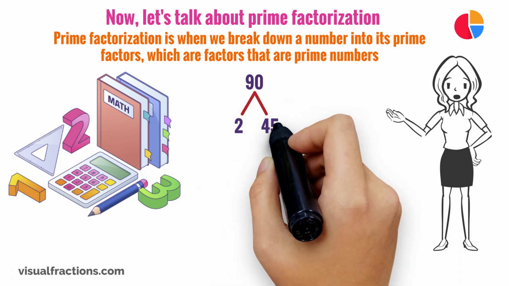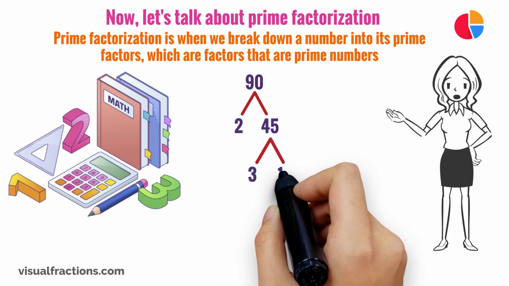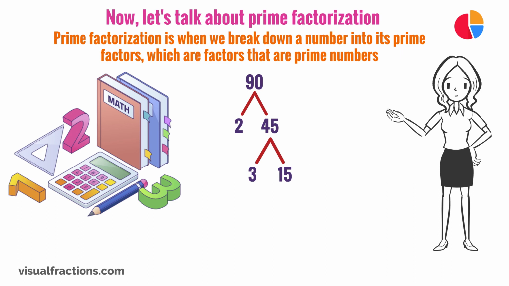2. 90 divided by 2 is 45, which is not a prime number, so we can divide 45 by the smallest prime factor, which is 3. 45 divided by 3 is 15, which is also not a prime number, so we can divide 15 by the smallest prime factor, which is 3 again. 15 divided by 3 is 5, which is a prime number, so we can stop here.